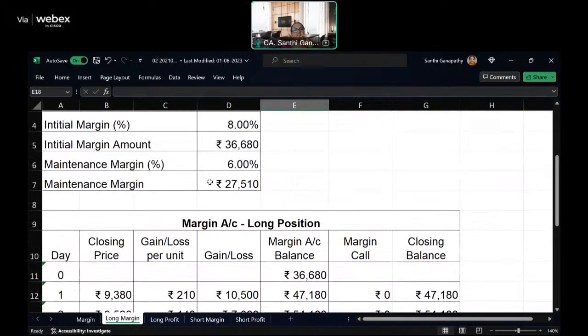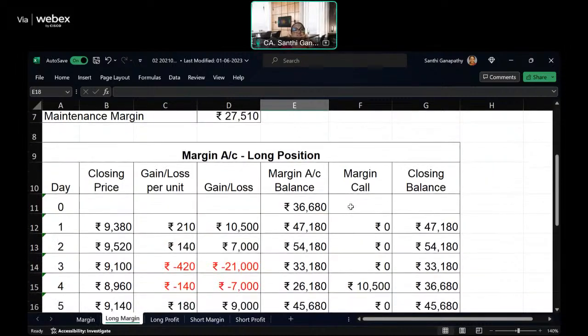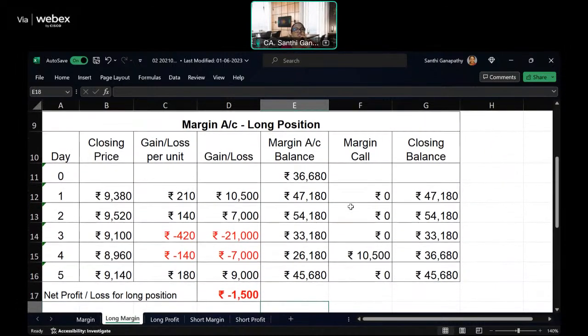Still 27,510 is the maintenance margin. It's not reached that, so margin call will not be made. Next day, again, a loss is there and it has come below the maintenance margin. And therefore, what is the margin call to bring it back to the initial margin? Then next day, what happens?